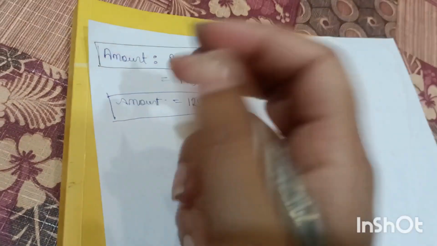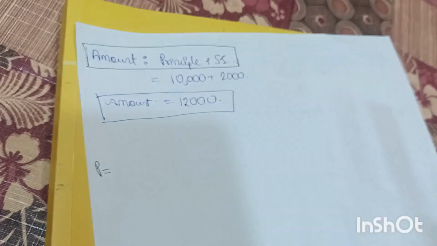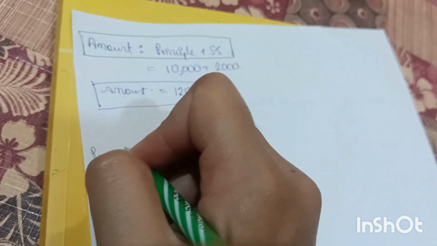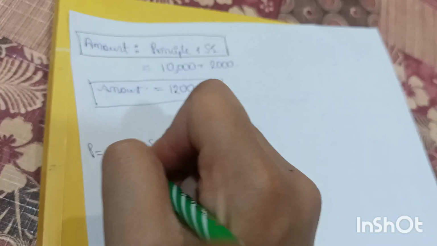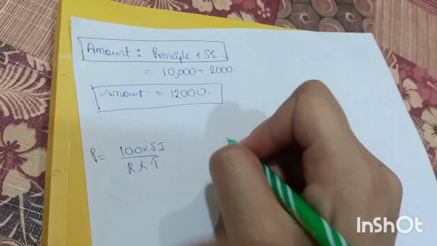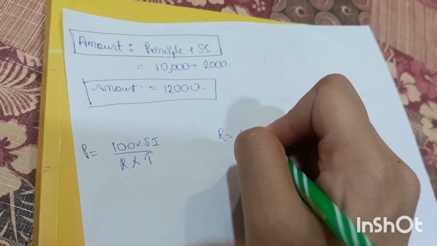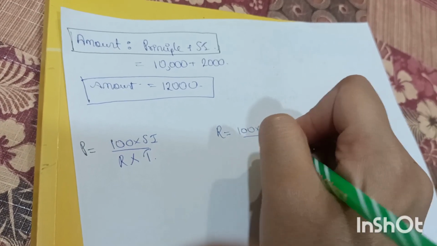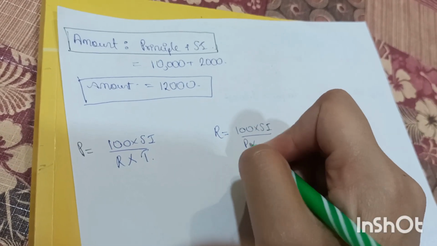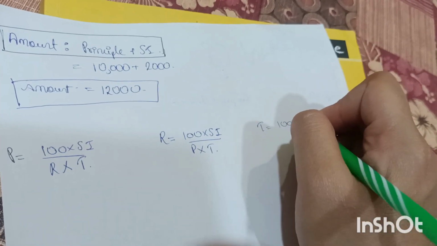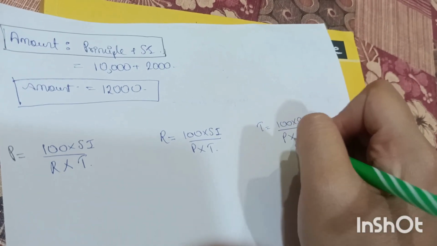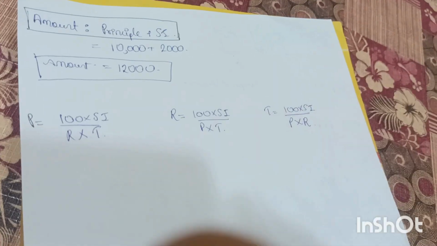So now let's see the formula for principal. It is 100 into SI upon rate into time. And for rate 100 into SI upon principal into time. And for time 100 into SI upon principal into rate.